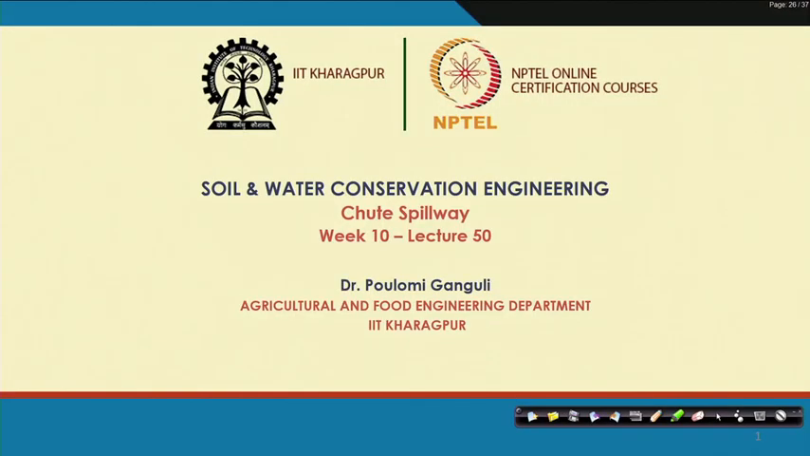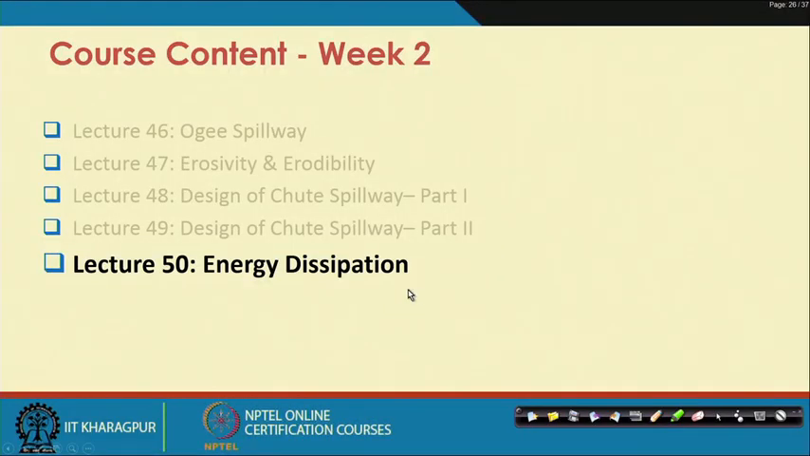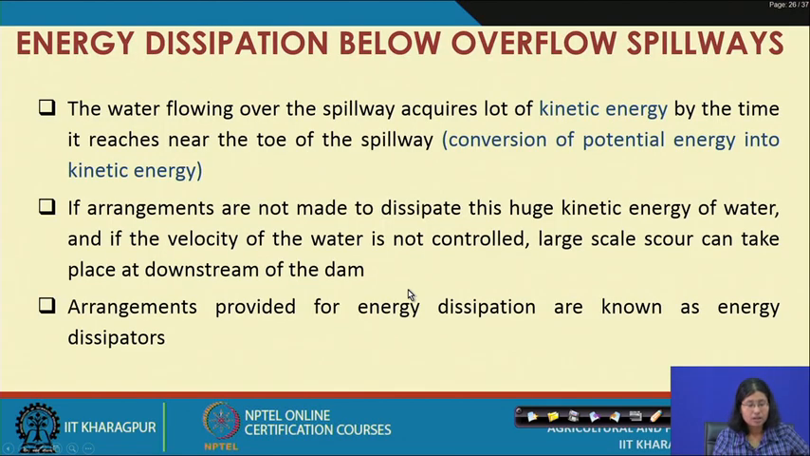Hello, this lecture is about the last component of the Chute spillway design, that is the energy dissipation part. So, this is the last component, the energy dissipation. First we went through the Ogee spillway, then the design principle of part 1, part 2, and the last component is energy dissipation. So, what is the energy dissipation below the spillway?